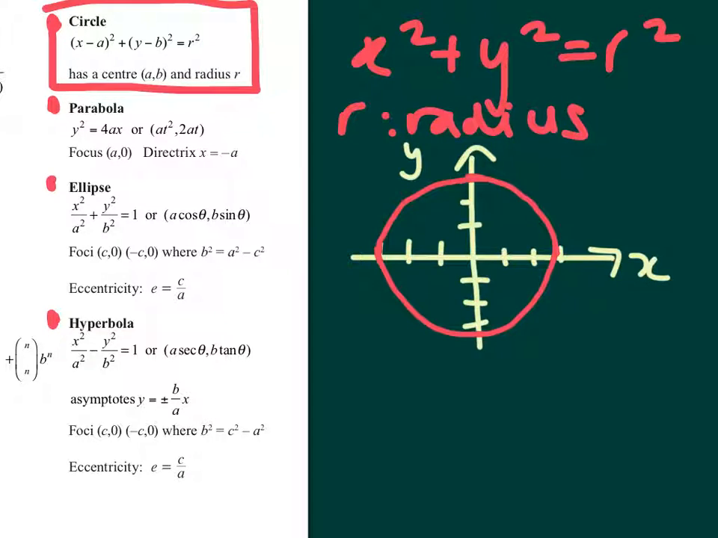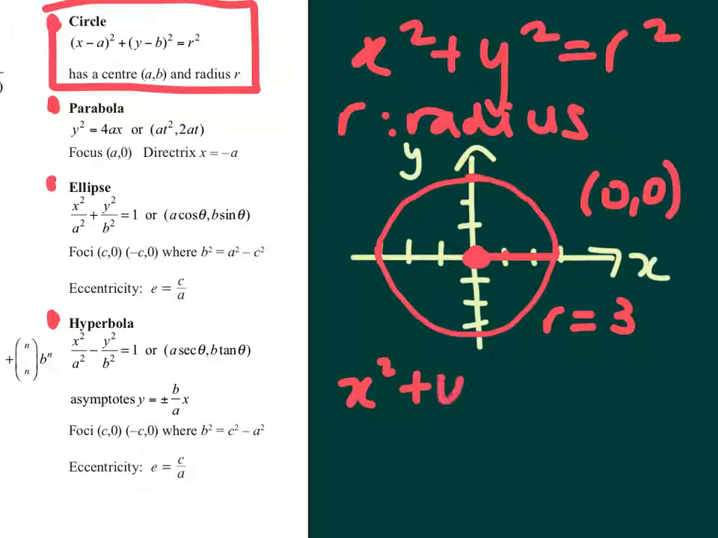So if we're looking at this particular circle, this circle has a centre at 0, 0, and the radius we can see most clearly from where it cuts the x and y axis if we go across to 3. So the radius of this circle is equal to 3, and the centre is at 0, 0. So if we're now going to write the equation, it would be x squared plus y squared equals radius squared, so it would be 3 squared. So x squared plus y squared equals 9.